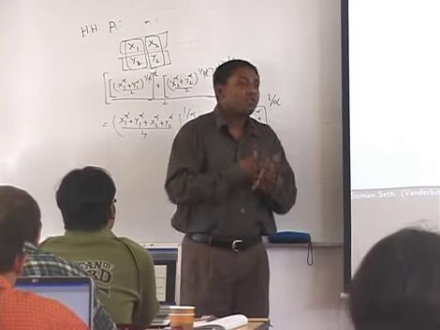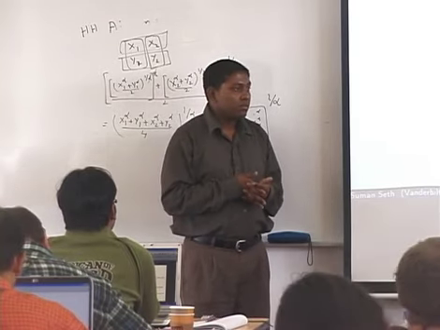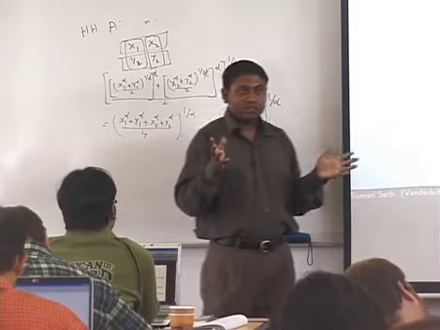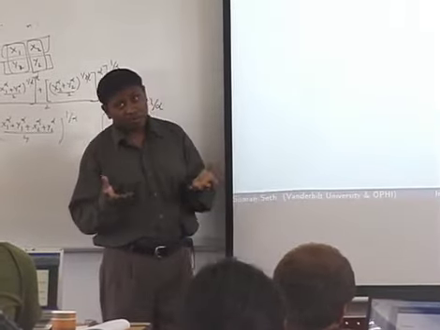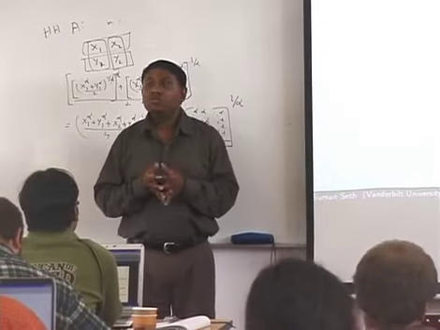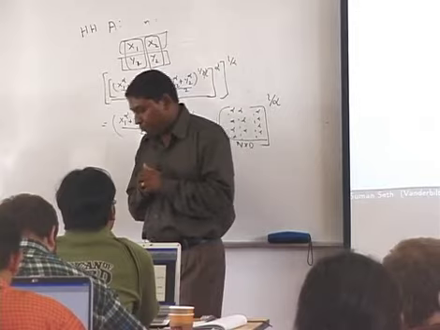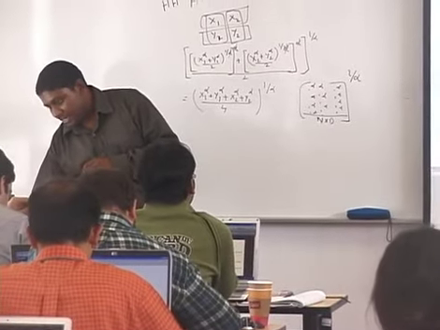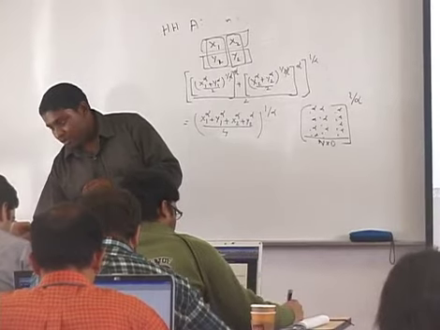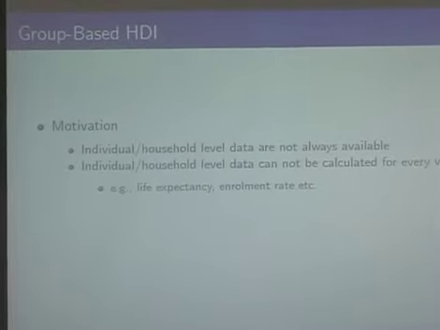your personal score or the score of a household. Life expectancy, child mortality, literacy rate: there are many others that are not available at the individual level. And if they are the only option available to us, what should we do? There is an approach where people have suggested calculating group-based HDI. The motivation is that individual or household level data are not always available, and even when they are available, they cannot be calculated for every variable.